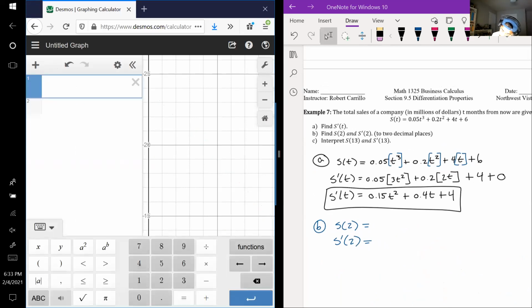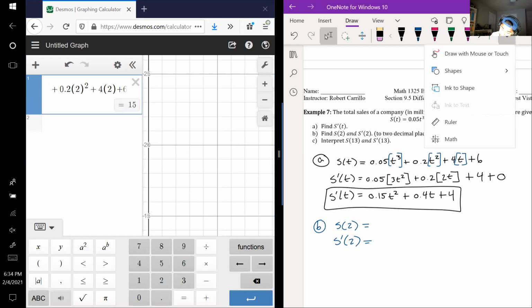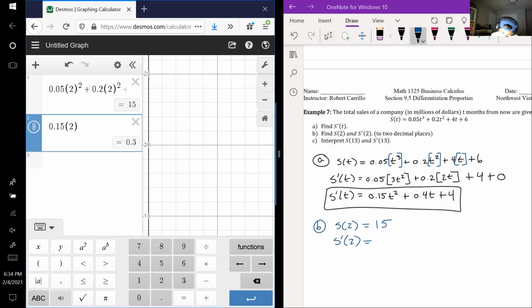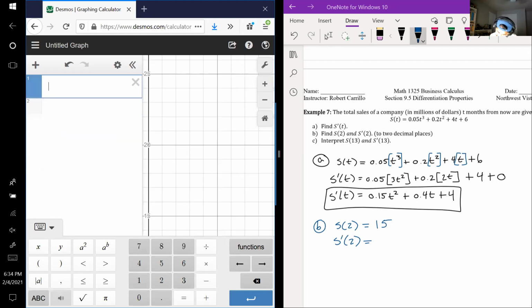Okay. So S of 2, I'm using the original function, 0.05 times 2 cubed plus 0.2 times 2 squared plus 4 times 2 plus 6. And we get 15 for the first one. And then I do the derivative, 0.15 times 2 squared. Did I mess that up? Because the first one should be cubed, right? Yeah, whoops. Good catch. All right, start over. Or what did you get? I'll believe you. I got 15.2. I got 15.2 as well. Okay, cool. I'm trusting you.